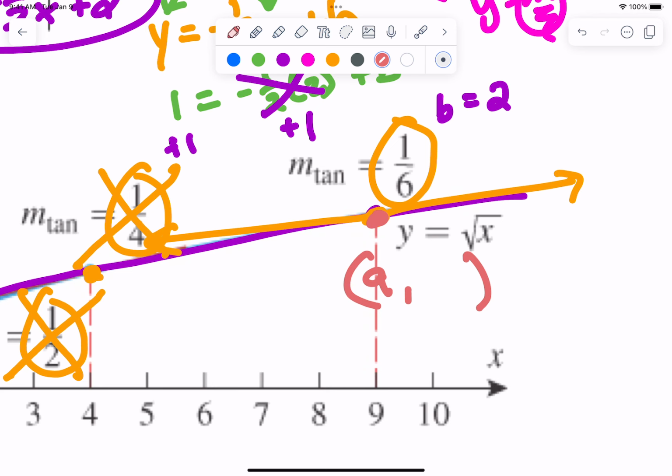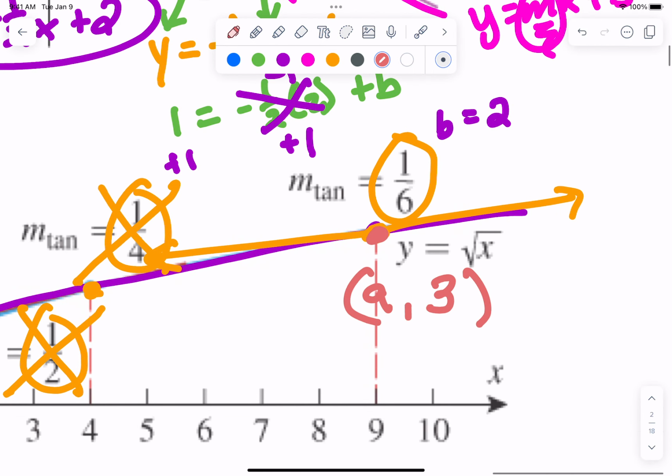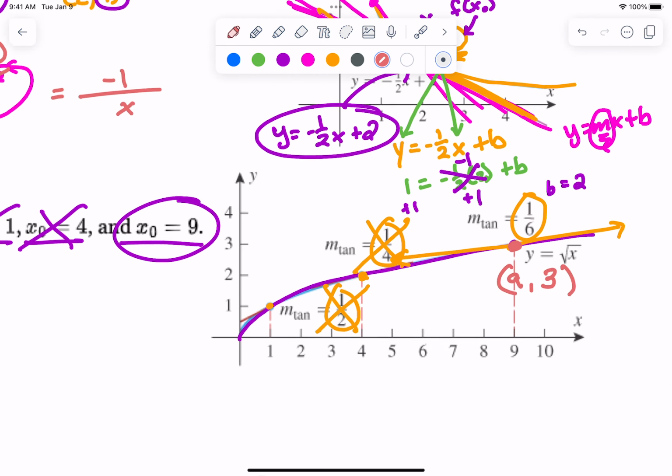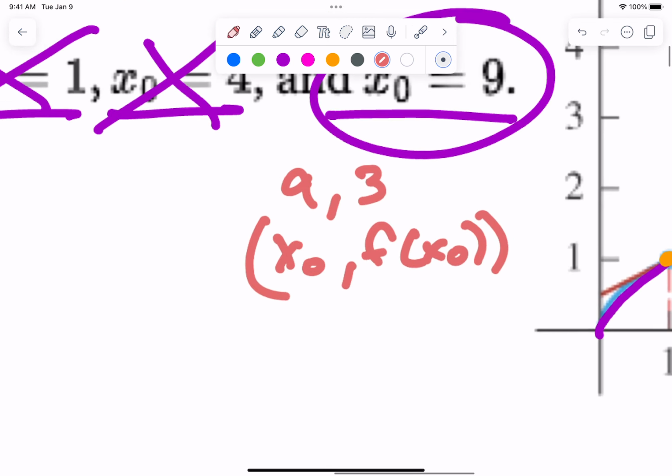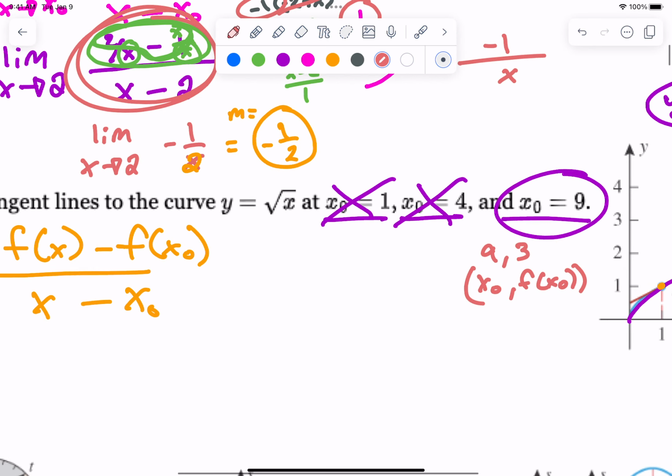Josie's right. 3? I looked at the graph. The square root of 9 is 3, or she looked at the graph. So this point right here is at 9 comma 3, and 9 comma 3 is my x naught and f of x naught. X naught is 9, f of x naught is 3. That's the point that we're looking at.